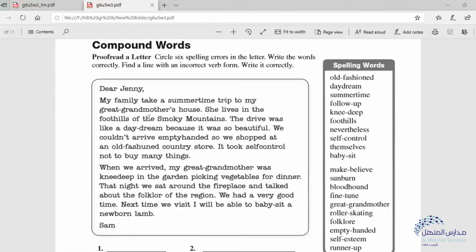So our exercise for today is proofreading a letter written by a guy named Sam to his friend Jenny. This letter is infested with spelling errors, and you have to pick out the errors and make the corrections. Circle six spelling errors in the letter and write the words correctly. Find a line with an incorrect verb form, and write it correctly. Good. Now let's start.